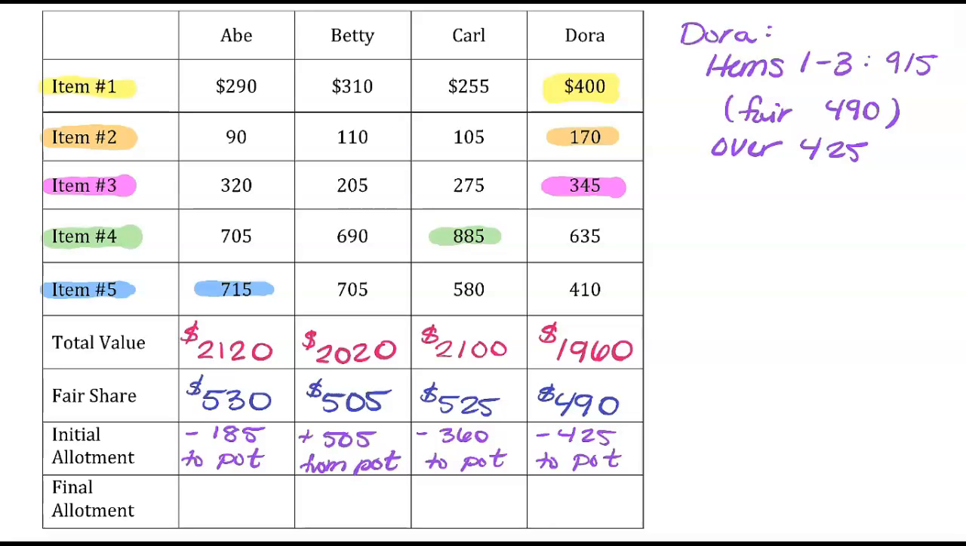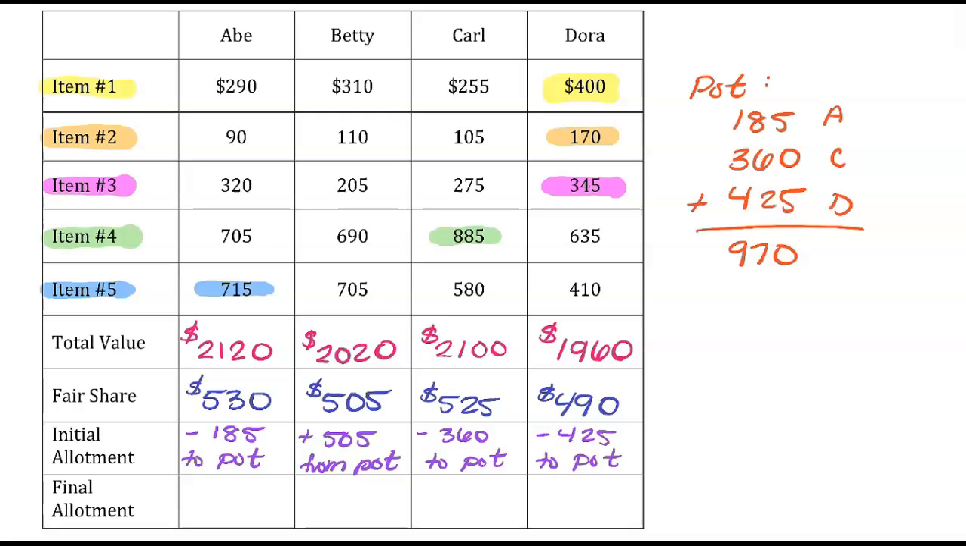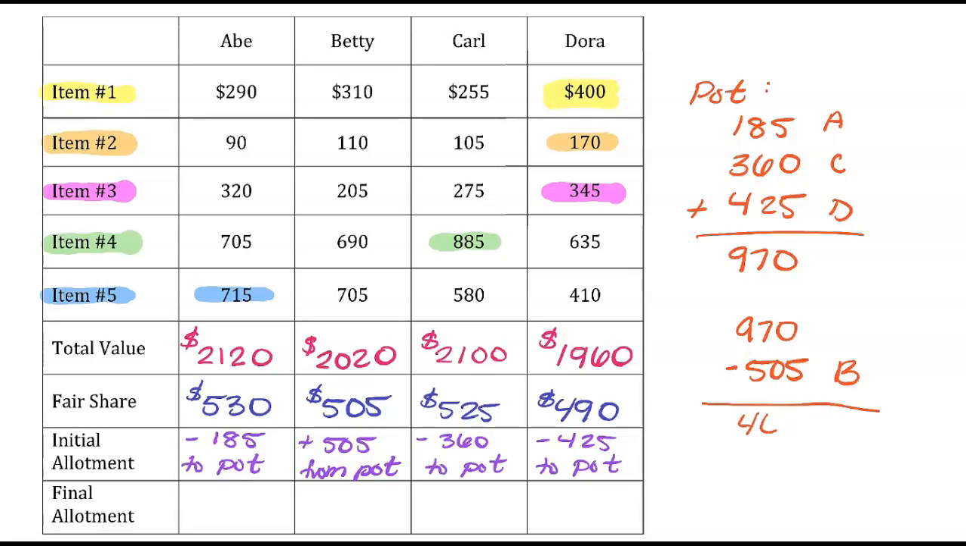Now let's check out the status of our pot and see if there's anything left over. In our pot of money, Abe, Carl, and Dora paid into it $185, $360, and $425 respectively. This means that $970 was paid into the pot, and that takes care of Abe, Carl, and Dora. Betty pulled money from the pot, $505 to be exact. This leaves a balance of $465 in the pot left over. With the leftovers, we divide them equally to each of the 4 players.